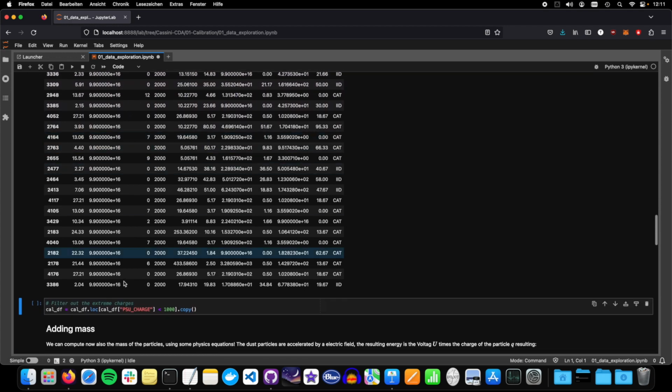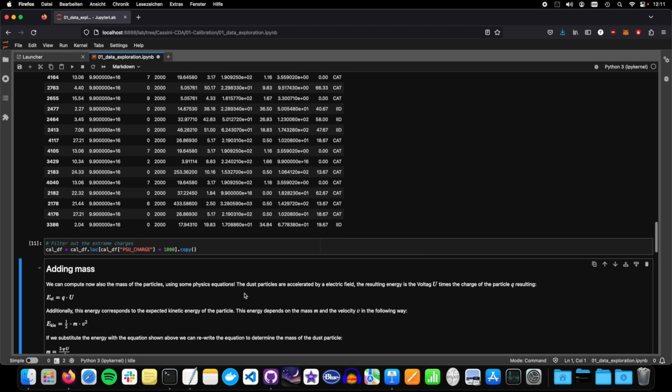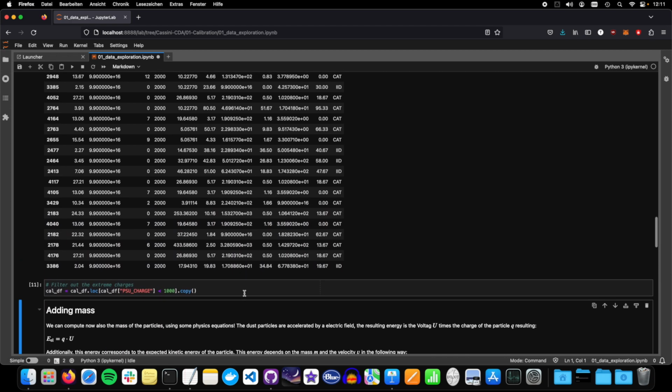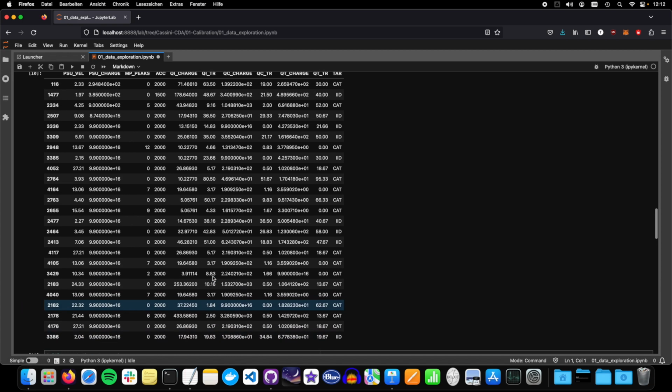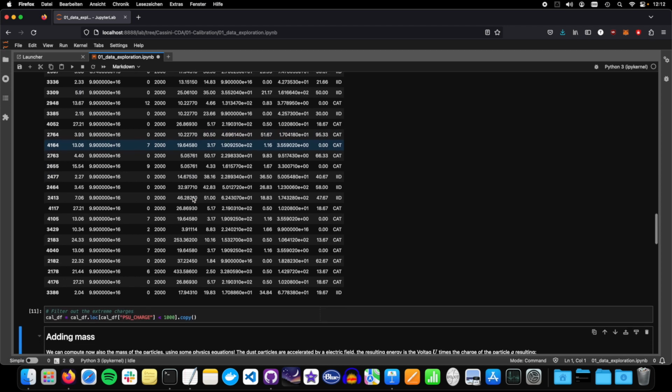So I also suggest that we remove all these extreme values so that our calibration curve later on in the next video will not be messed up. The next coding block is now something that is maybe also interesting, and I think it's interesting because now we use these acceleration values, right?